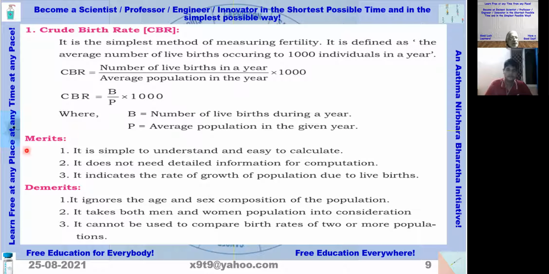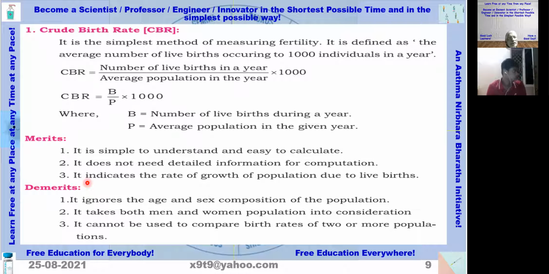So what are the merits? Merits means advantages. It is simple to understand and easy to calculate, because we only have to locate the number of births and the total population from the data, and write B by P into 1000. The answer we will always write per 1000. It does not need detailed information for computation. More than these two, nothing else is required.